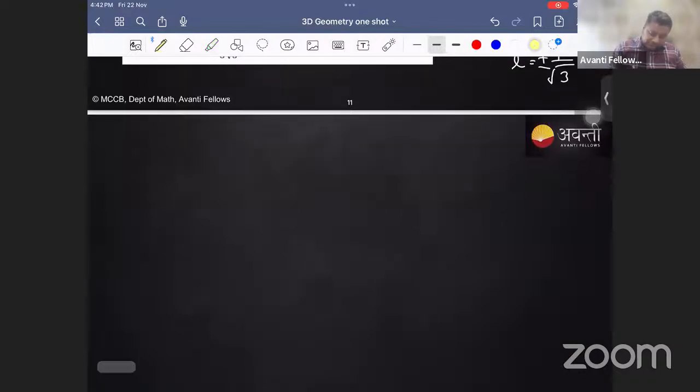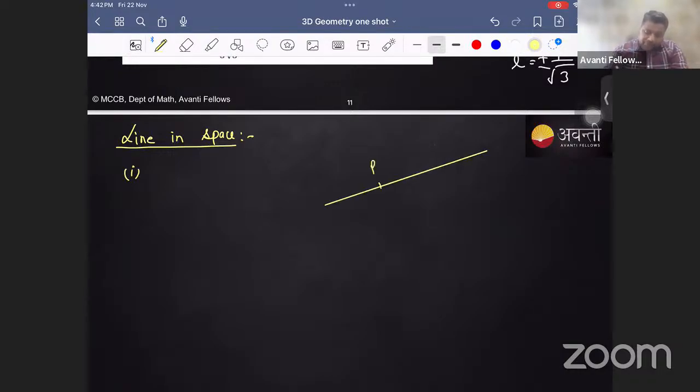Now, let us talk about a line in space. We will write the equation of a line in both vector form as well as in 3D form. So first of all, let's talk about vector form. Equation of a line passing through a point P, that is x1, y1, z1 and parallel to a vector B. Let us call it ai cap plus bj cap plus ck cap.